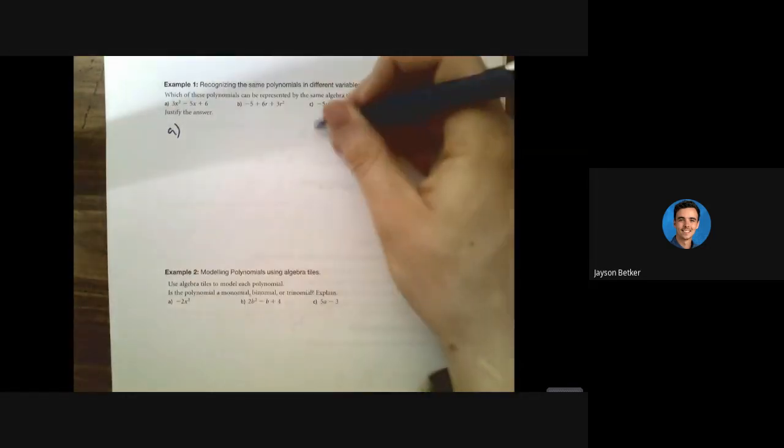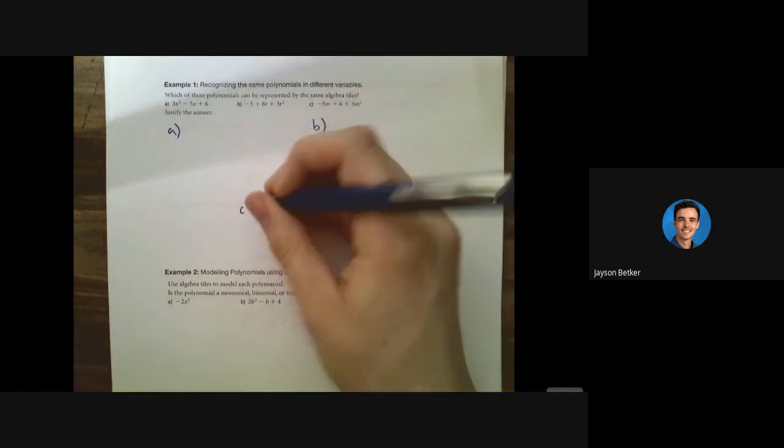So this question, recognizing the same polynomials in different variables. And these are also written in different orders too, which makes it more difficult. So we've got three different problems here. A is 3x squared minus 5x plus 6. B is negative 5 plus 6r plus 3r squared. And C, I'll do B over here, and we'll do C down here. And C is negative 5m plus 6 plus 3m squared.